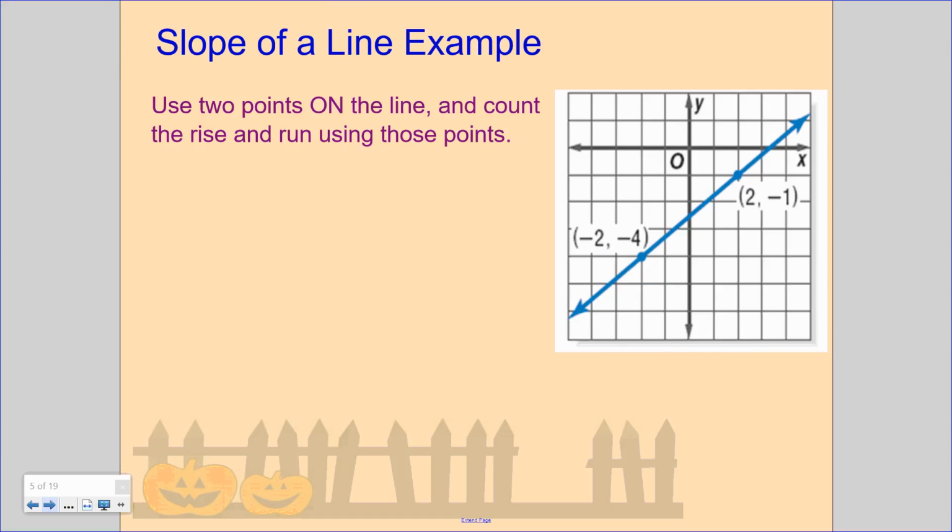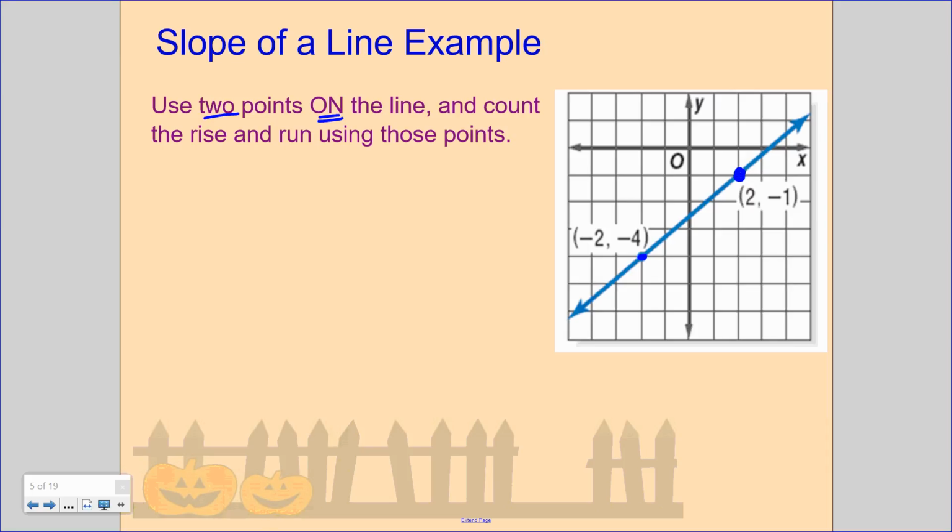We can also calculate the slope of a line on a coordinate grid. And the way we'll do that is we'll use 2 points on the line and count the rise and run using those points. So you'll notice we've been given 2 points that are actually on this line. One of the points is at (2, -1), and the next point is at (-2, -4). And we start at either point, just like we've been doing. So let me start at this one here to the right.